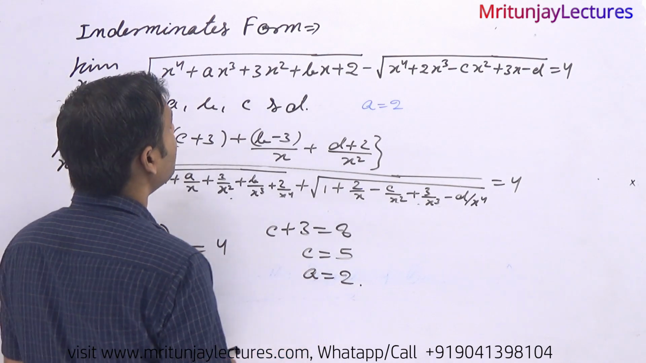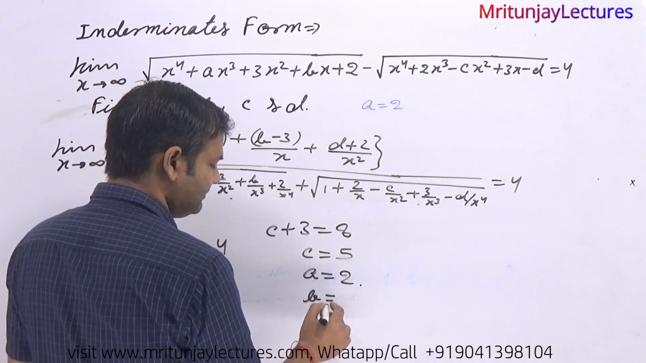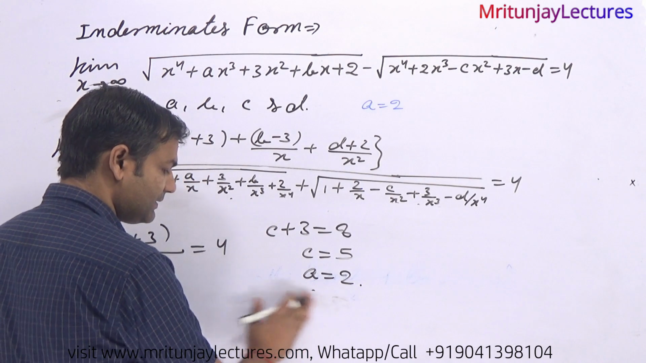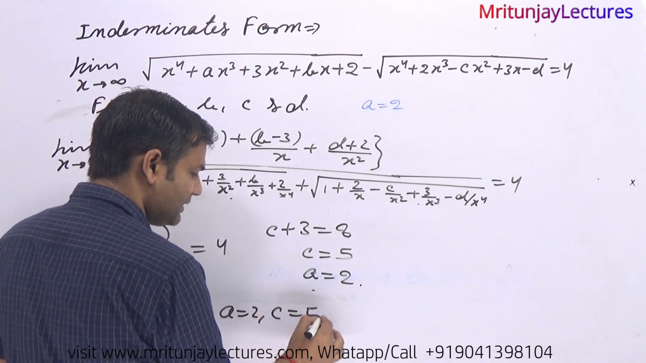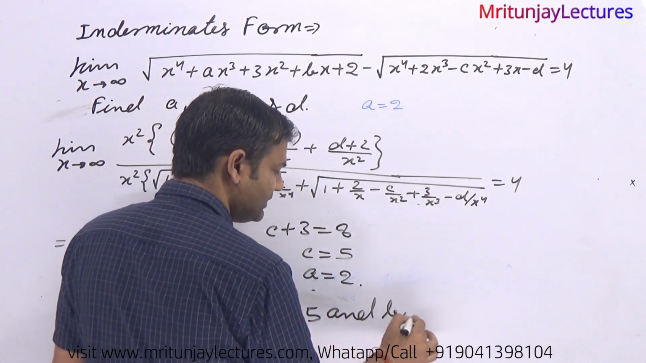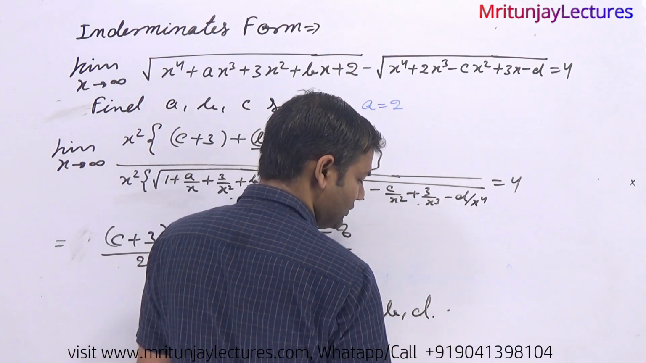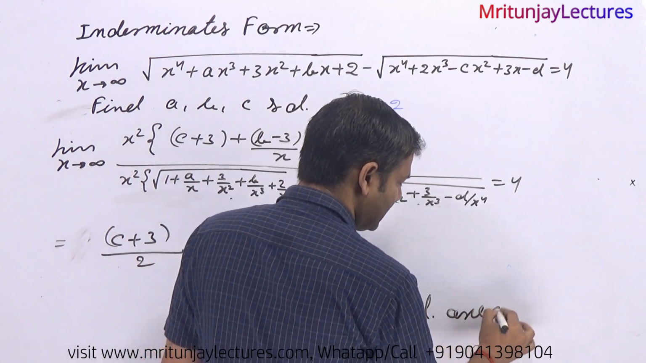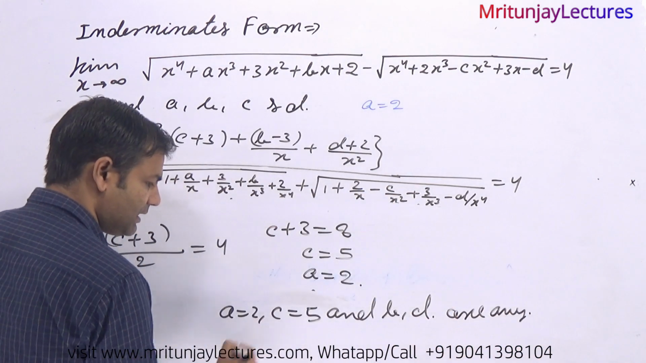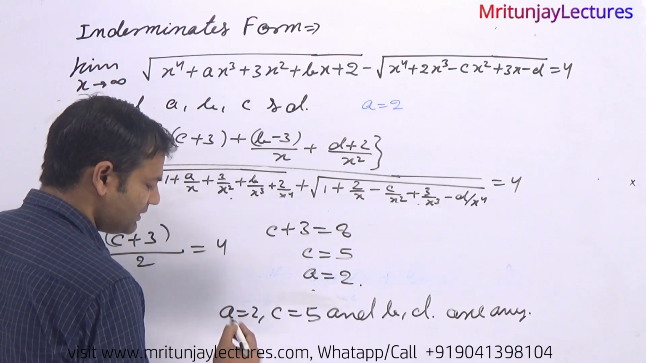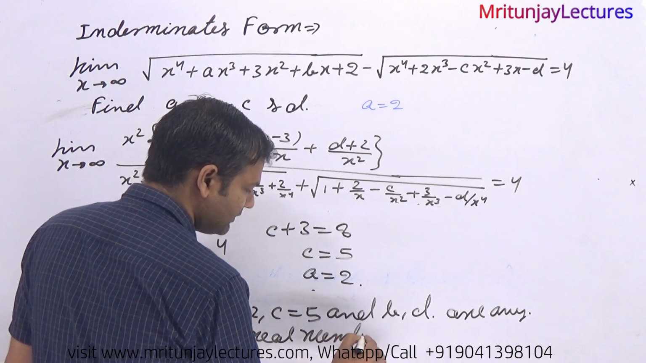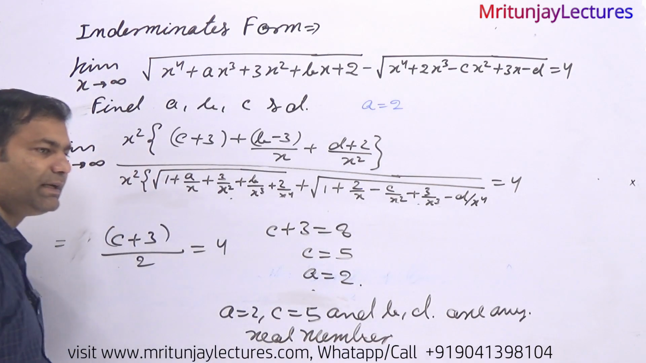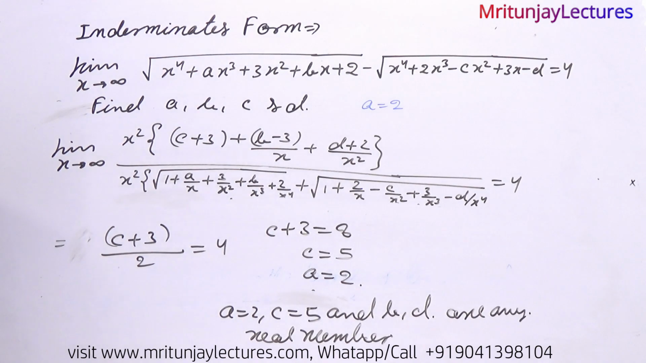And what about b and d? You can say that a is equal to 2, c is equal to 5, and b and d are any arbitrary constants, any real numbers. So the final answer is a equal to 2, c equal to 5, and b and d are any real numbers.